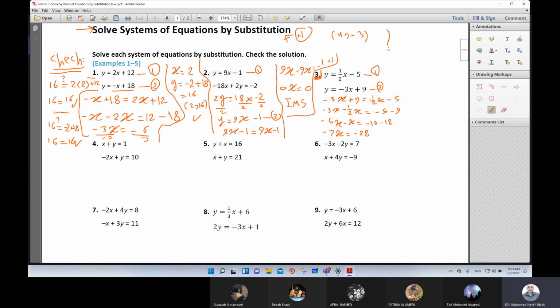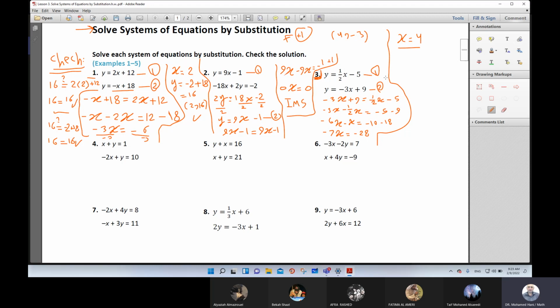Then we want to solve this equation. You can divide the two sides by -7. So remains here x, -7 divided by -7 will be 1, means 1x, and -28 divided by -7 will be 4. So we know now the value of x is 4.